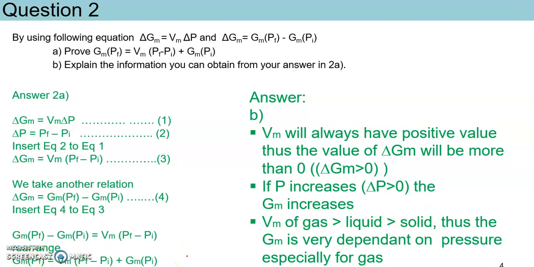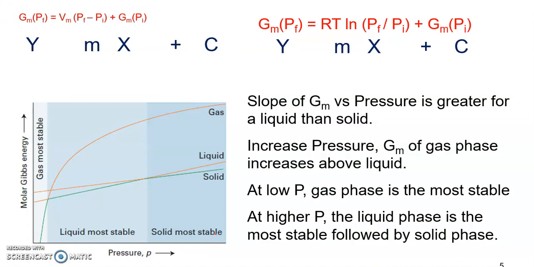And the molar volume of gas will be more than liquid, and the molar volume of liquid will be more than solid. So thus, the molar Gibbs energy is very dependent on the pressure, especially for gas. And if you want to prove it graphically, you can have a graph that looks like this, and from here you can state that at low pressure the gas phase is the most stable, while at higher pressure the liquid phase is more stable, followed by solid phase.